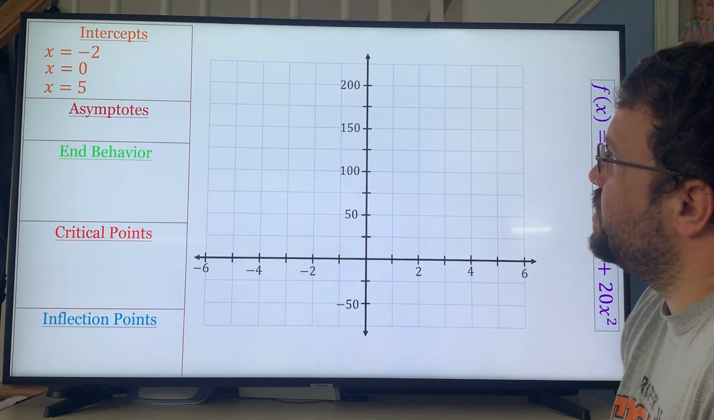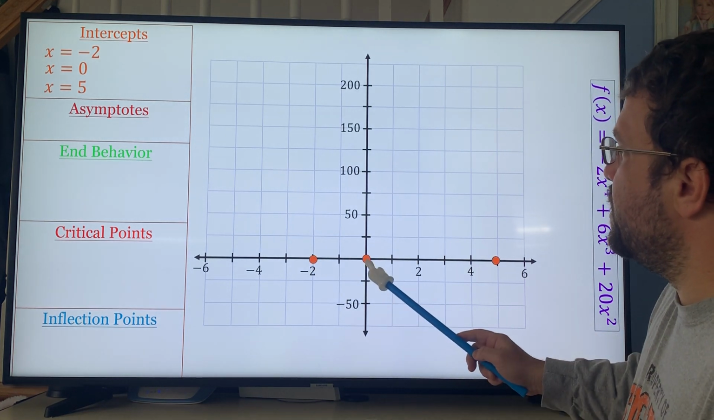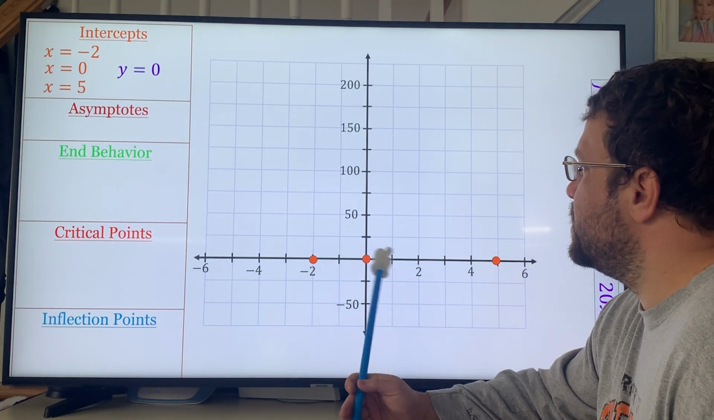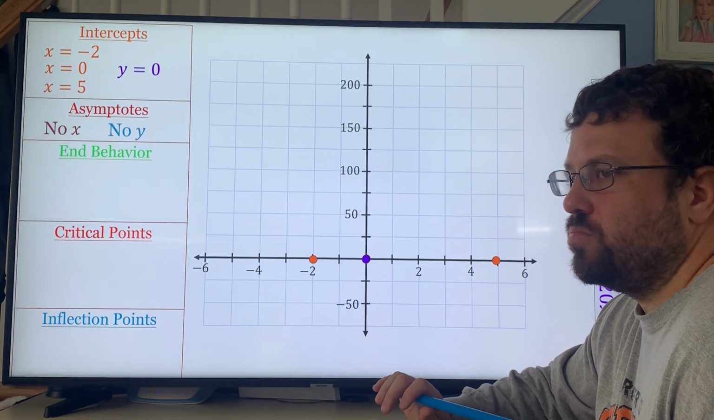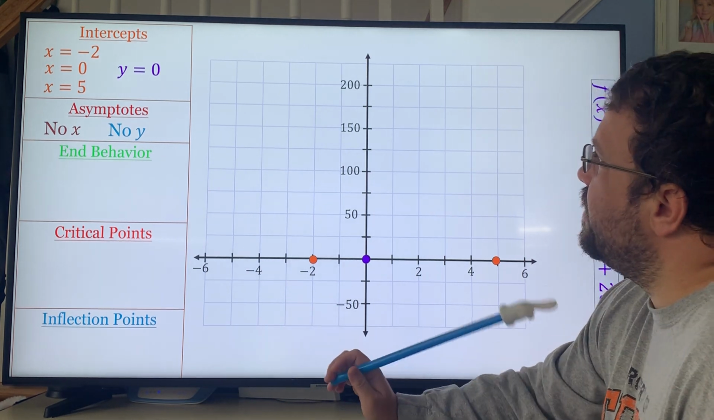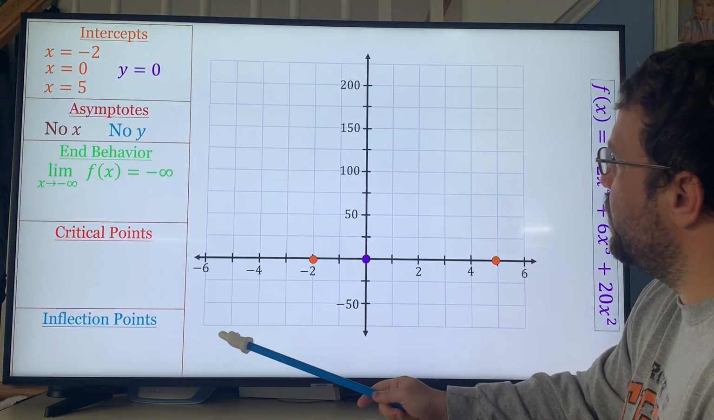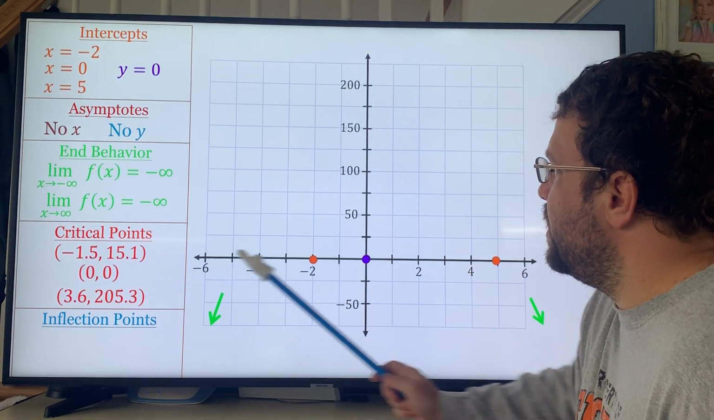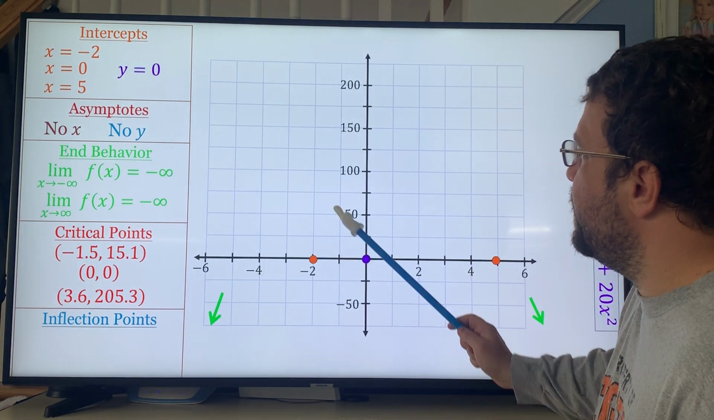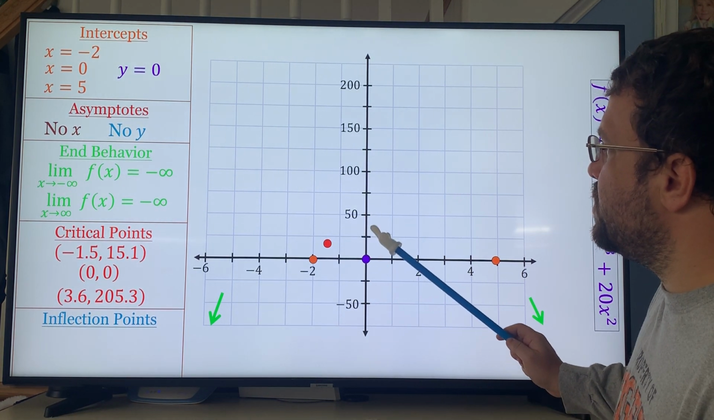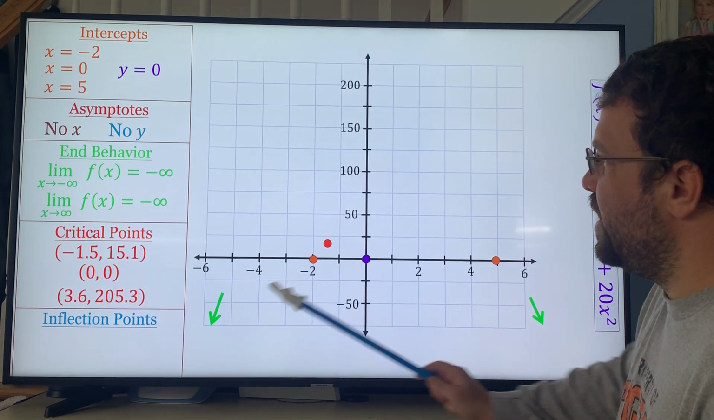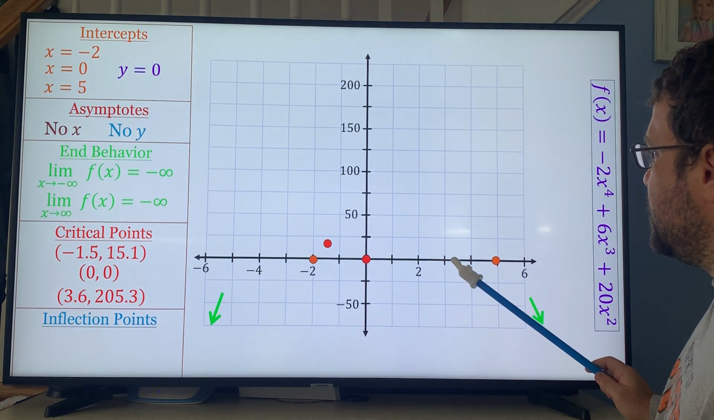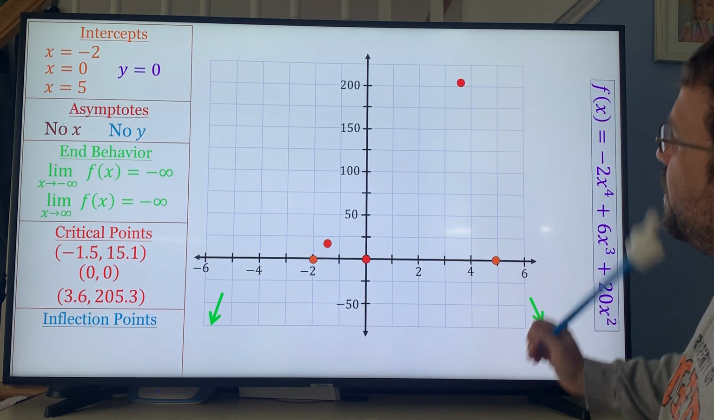So we said before, intercepts were negative 2, 0, and 5. So the graph has to cross through those intercepts. We said there were y equals 0, same thing. There were no asymptotes. We said the end behavior here, we're both going down, I believe, right? Down and down, yep. And we said the critical points were negative 1.5, so negative 1.5, 15, which is right here, because these all go up by 25s. I had to do that with the 205 here. You got 0, which we already have, and then you have 3.6, all the way up here at 205.